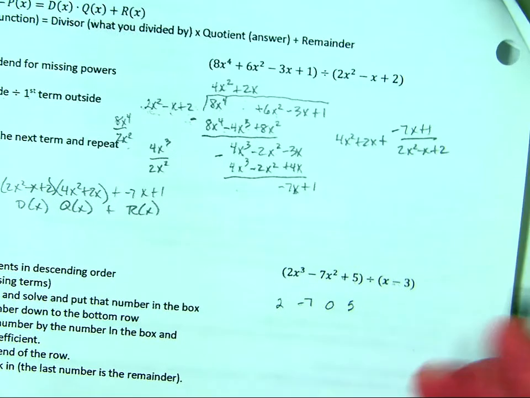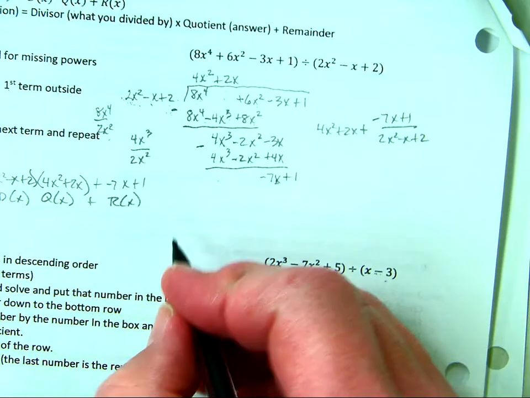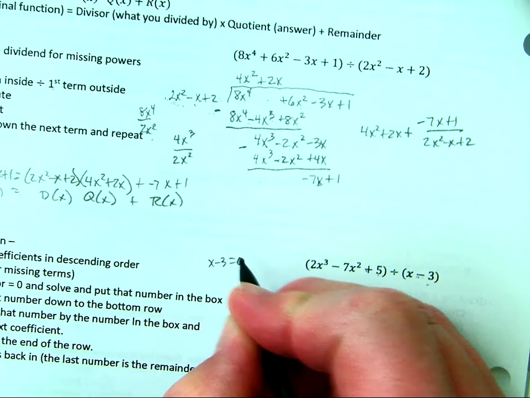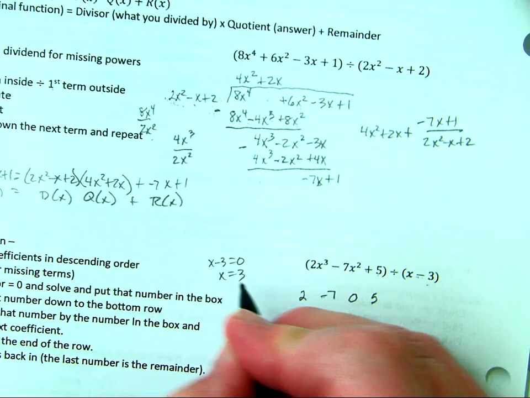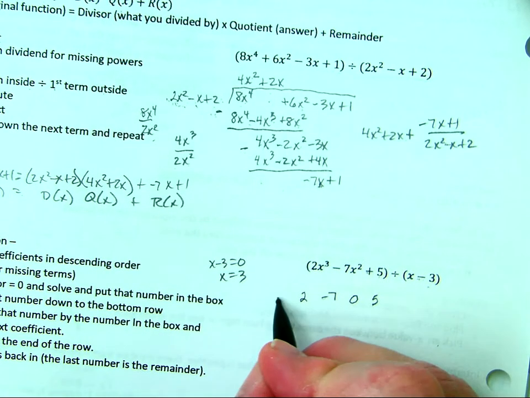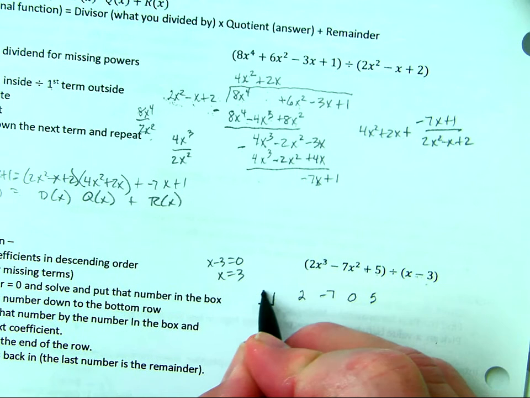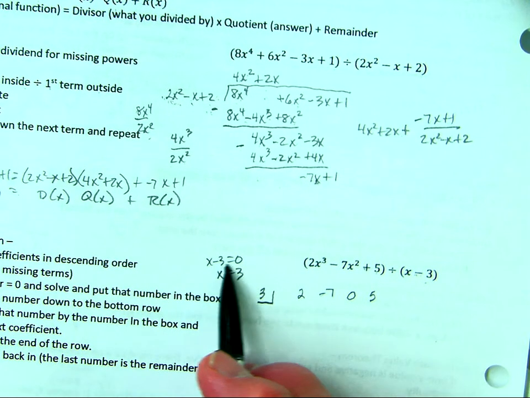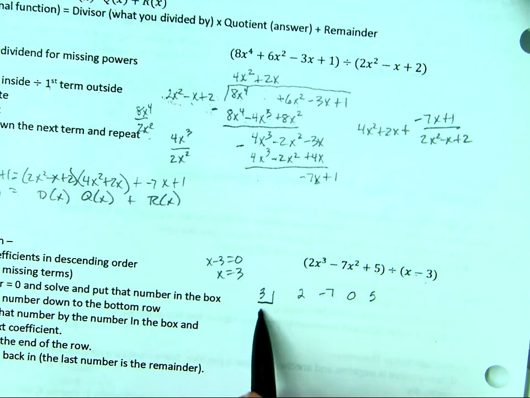Okay, next. This is the divisor. If I set x minus 3 equal to 0 and solve, you'd get x equals 3. That 3, we're going to make a little half of a box over here and put a 3 in that box. So whatever the divisor is, you set it equal to 0. Whatever you get for x, that's what you put in the box.